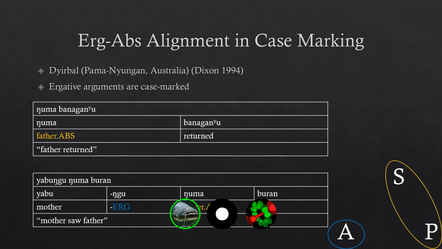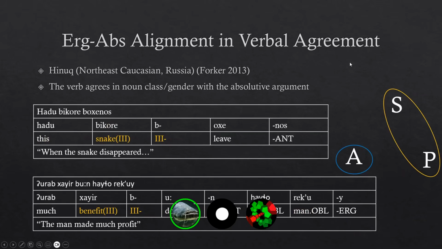So we've been talking about case, which is essentially the alignment of nouns. I didn't really define case, but that's one way you can think about it. We can get alignment in something other than case. Let's talk about agreement. This is data from Hinuq, a Northeast Caucasian language spoken in Russia. I don't have a phonology reference on hand. The verb agrees in noun class or gender with the absolutive argument.